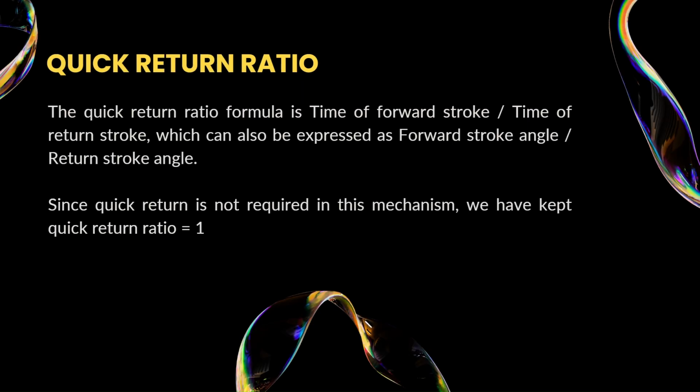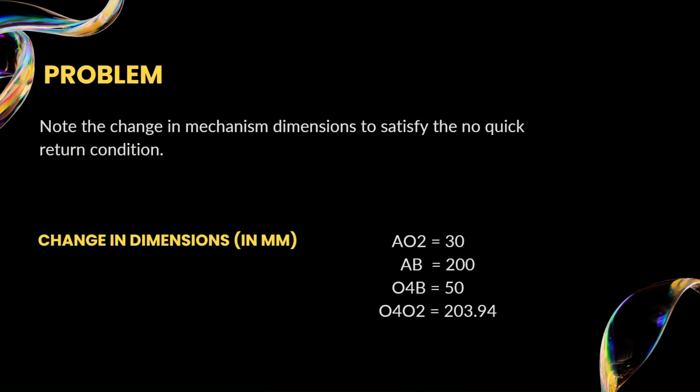Now let's talk about the quick return ratio. As the name suggests, it is a ratio of time of forward stroke upon the time of return stroke. And for our mechanism, as it is said in the question itself that it is not required in this mechanism, so we have to keep it to 1. Like our quick return ratio for this mechanism is equal to 1. For keeping it to 1, we have changed the dimensions of some links, which are shown here.